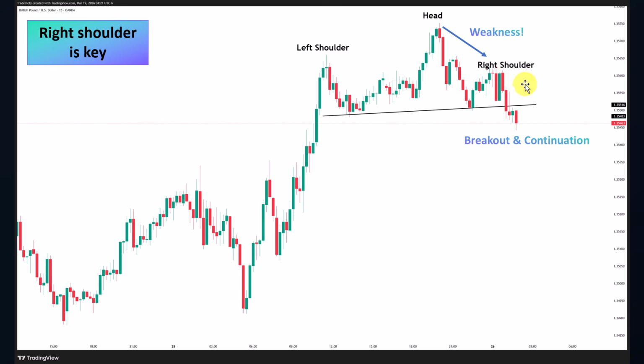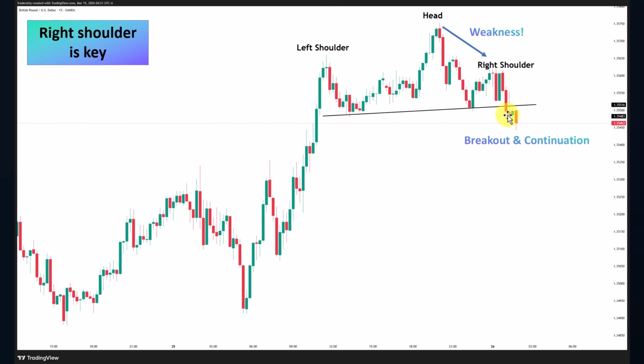And the right shoulder is really the key because it shows us not only have we lost momentum already on the left side, we are now seeing more weakness and the sellers coming in. The market pushes higher, but the sellers are coming in earlier to push down the price. We have here the breakout.